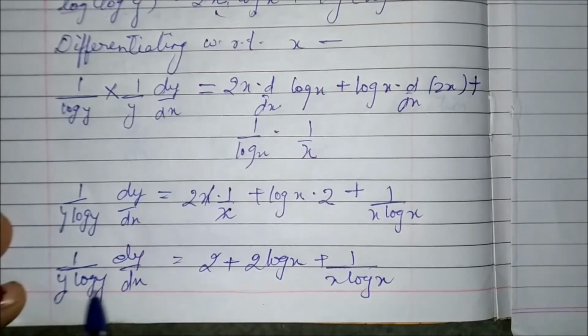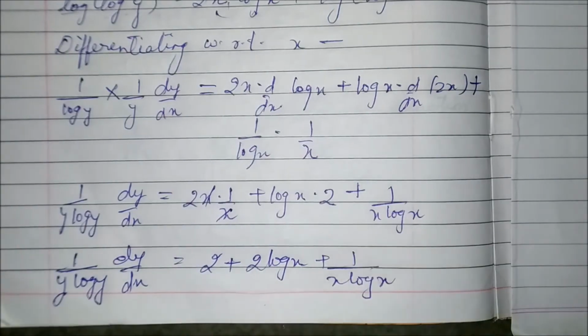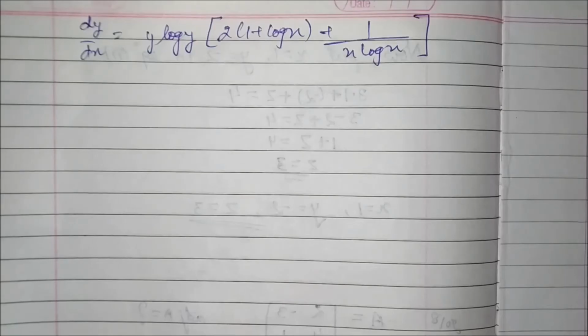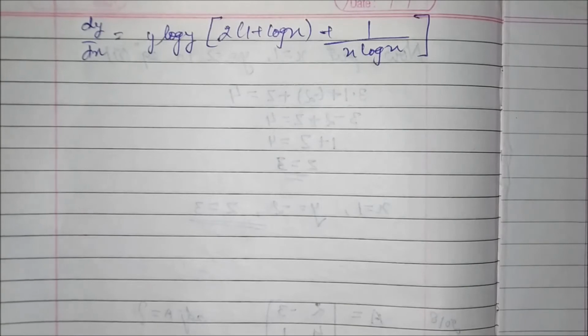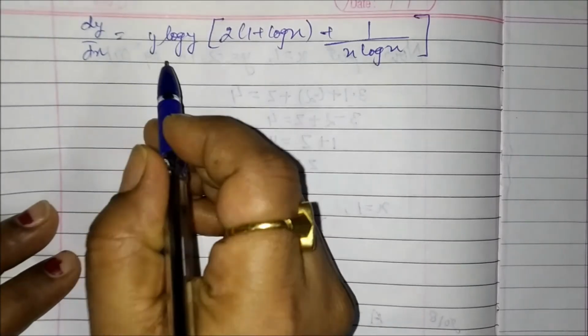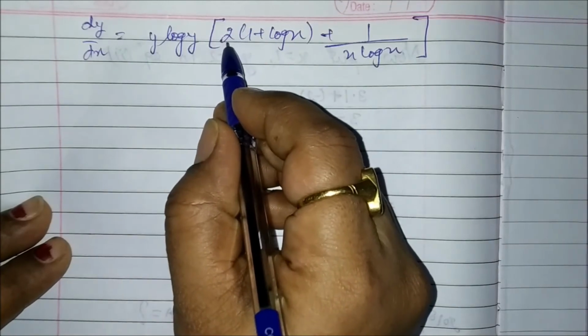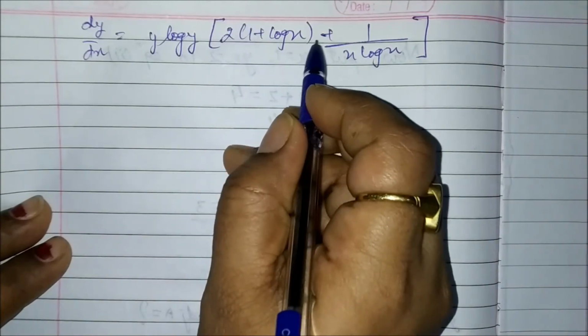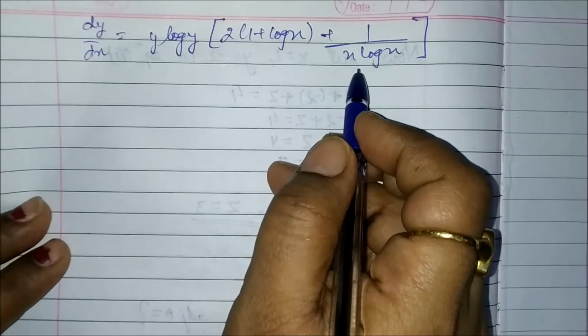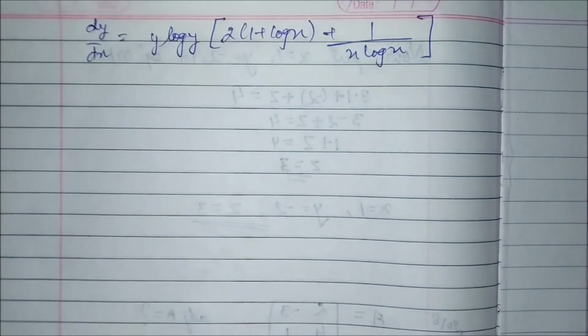Now we will transfer this to this side. On shifting y log y to the right side, we get y log y in bracket 2. Here we have taken 2 as common. So 2 in bracket 1 plus log x, plus 1 upon x log x.